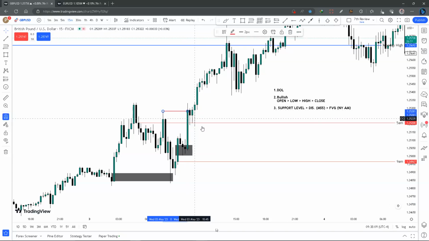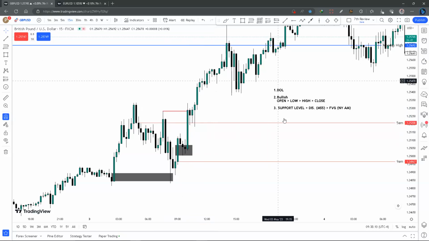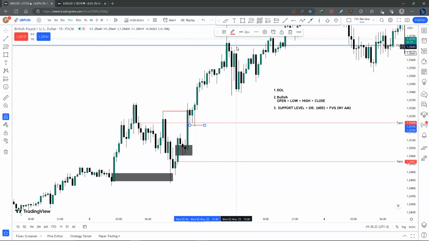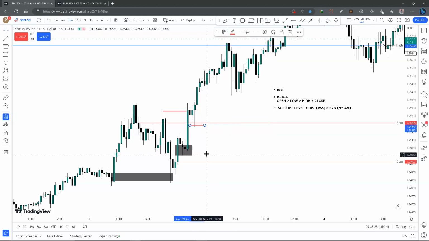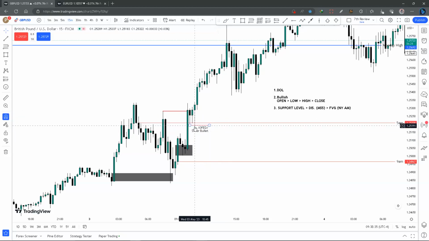All right, so that's our market structure shift right there, and I need to see a return to fair value gap on the AM session. And where is our fair value gap here? Looking at this, I see a fair value gap right there. So right there, that's my silver bullet. The institutional order flow entry drill, or the silver bullet, whatever you want to call it.